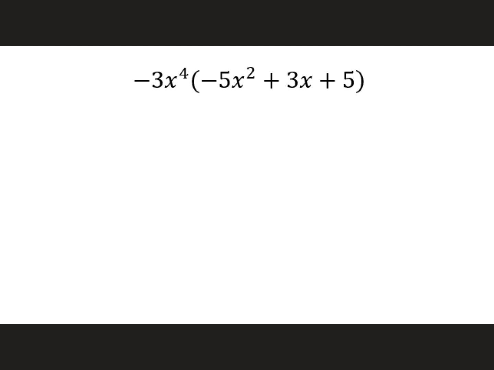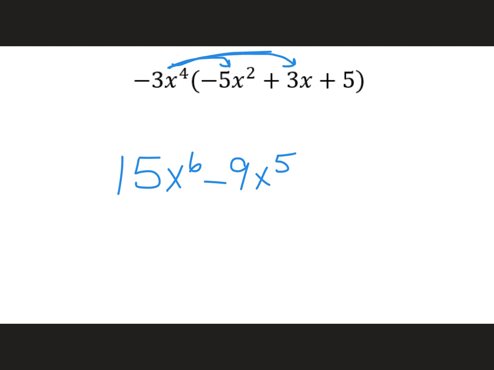All right, I'm going to start with this. Negative 3 times negative 5 is positive 15. 4 x's, another 2 x's is 6 altogether. Negative 3 times positive 3 is negative 9. I have 4 x's plus another x, so there's 5 x's.